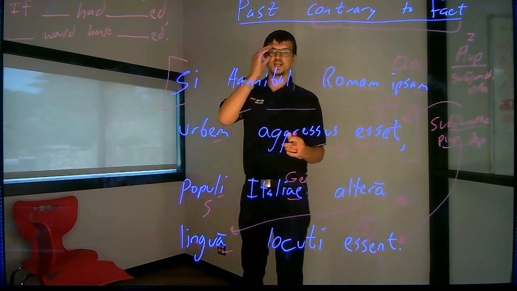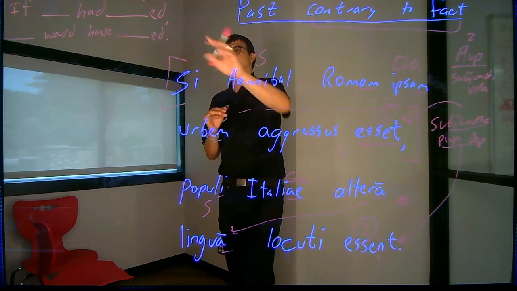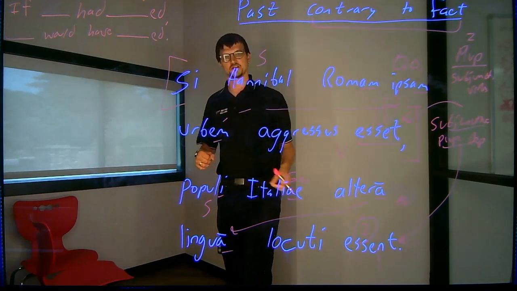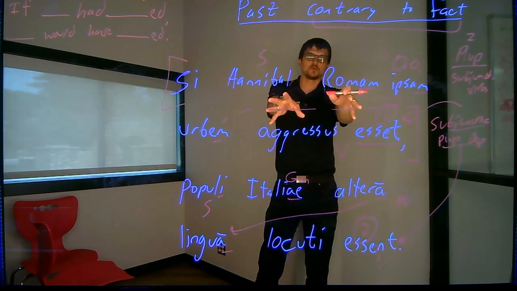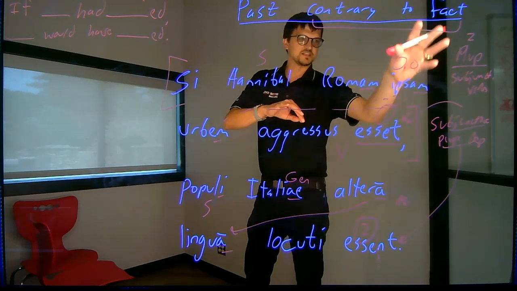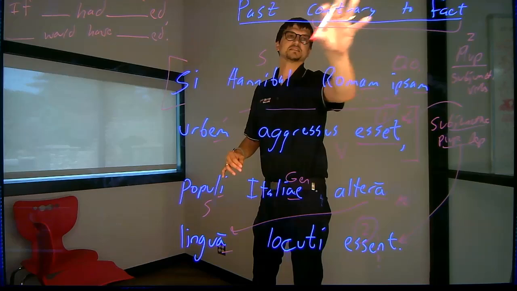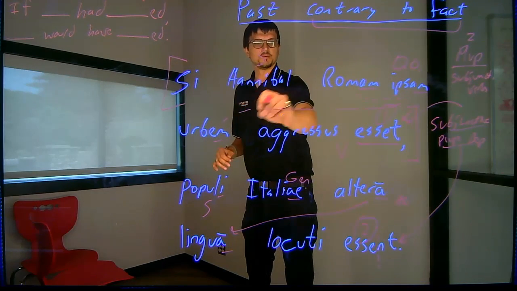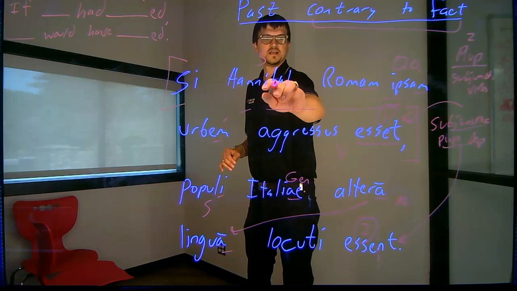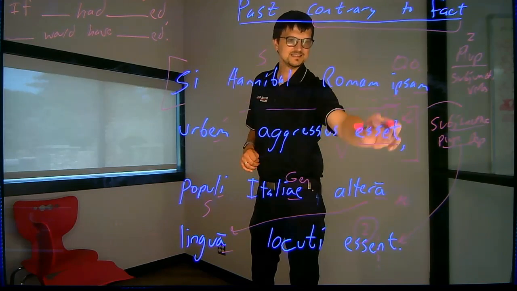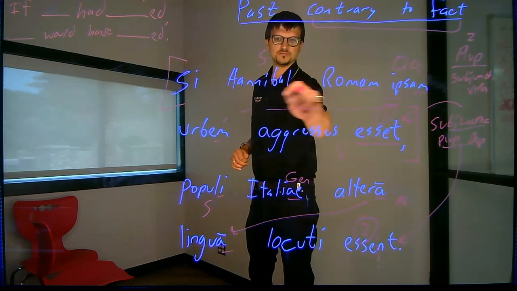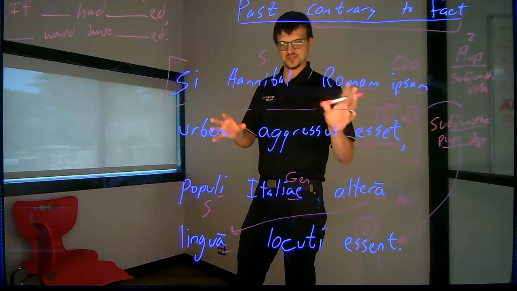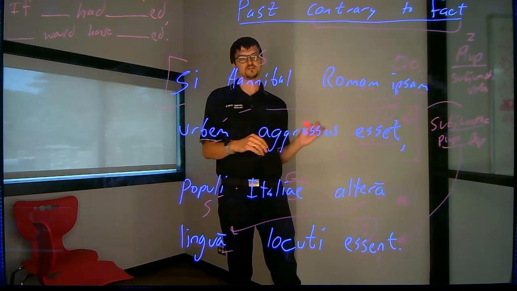Okay. And your translation has this formula up here: if something had happened, something would have happened. Okay. So specifically, now that we have our sentence labeled, now that we have this whole formula down for how to do the past contrary to fact, we translate. Si Hannibal Romam ipsam aggressus esset. If Hannibal had attacked Rome, the city of Rome itself. Okay, because remember that Hannibal attacked a lot of Italy, but he never attacked the city itself.